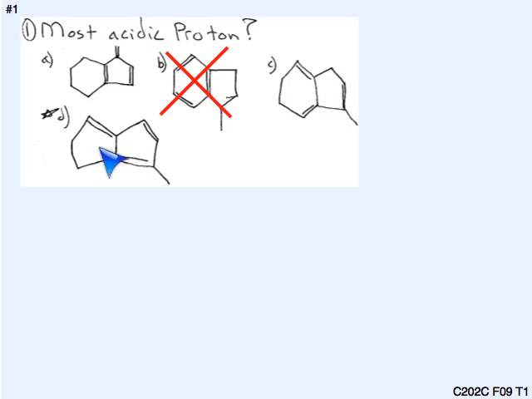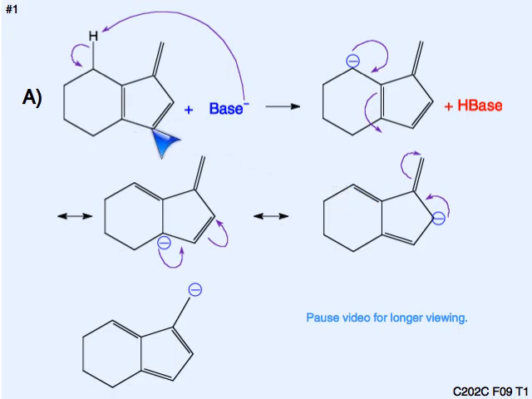All right, well, we still need to take a look at these other critters. Let's take a look at answer choice A, and we'll be abstracting a proton adjacent to the pi system over here, and we're going to see what we're going to get. Now we see the resonance structures here. There's 4 contributing structures, but none of them are aromatic. As a result, we can safely say that this proton right over here is less acidic than the proton we just looked at in D.